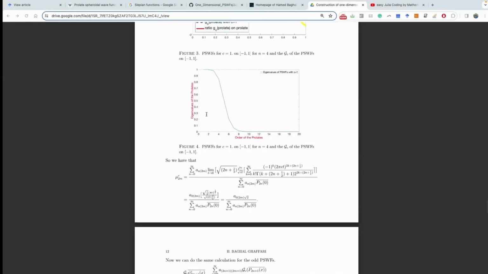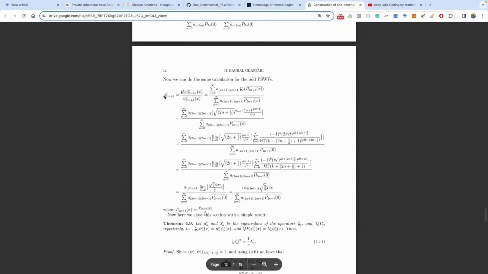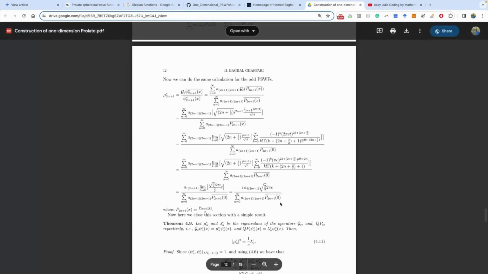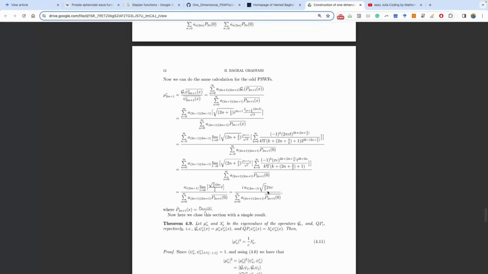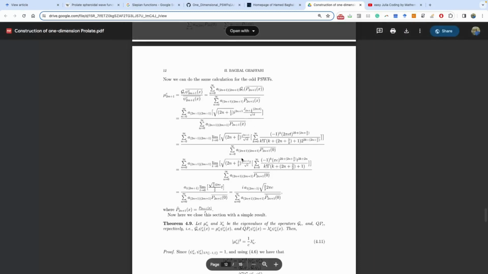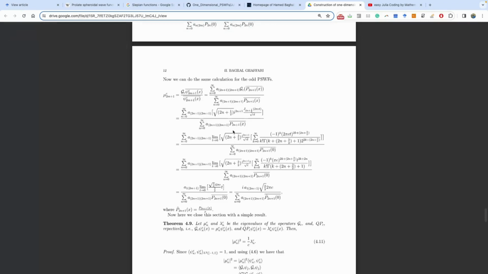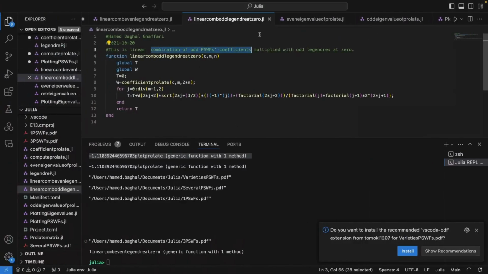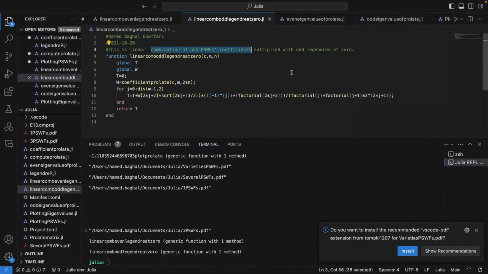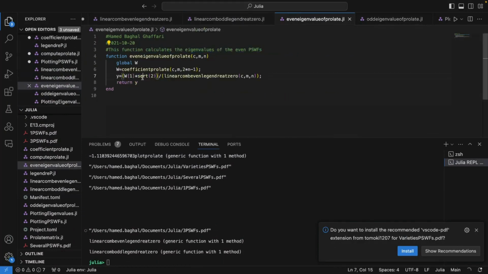The odd part is also here, mu c 2m plus 1, and it's like this formula. You can just easily study these files. There might be some typos, but I'm pretty sure that if you study in detail, you will be able to understand. So we have to compile this one as well. As a result, the even eigenvalue is just the first coefficient times square root of 2.